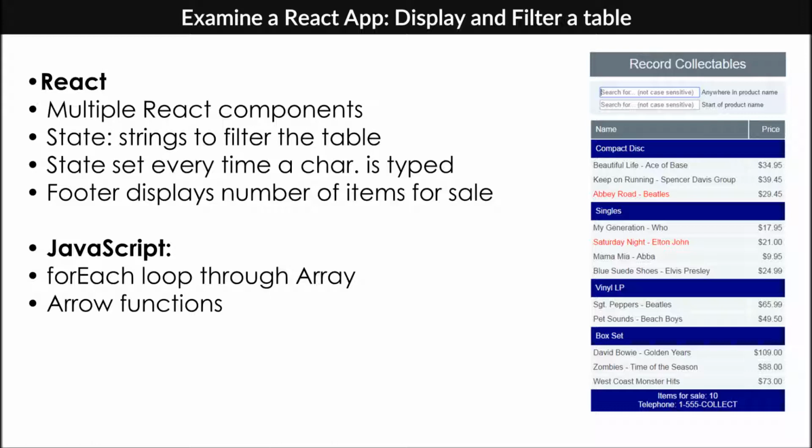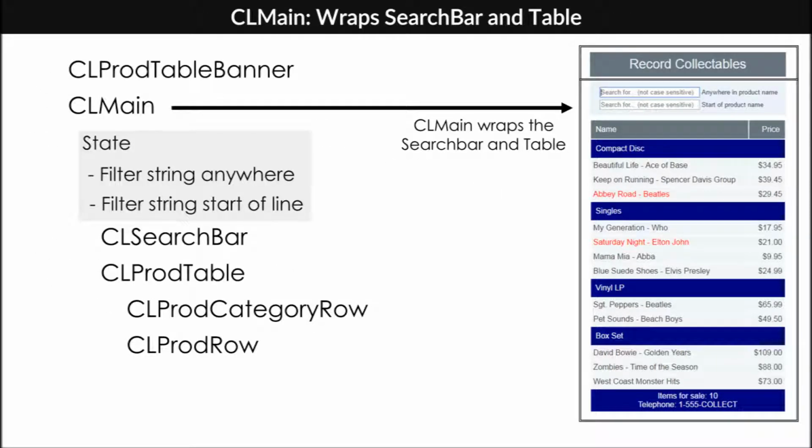Let's dig deeper now into the React components that make up this fantastic record collection app with filters on top. So let's remind ourselves, CL_main is the real king component here. It wraps up both the search bars and the product table. It also contains the state. So let's have a look at the render method of CL_main.